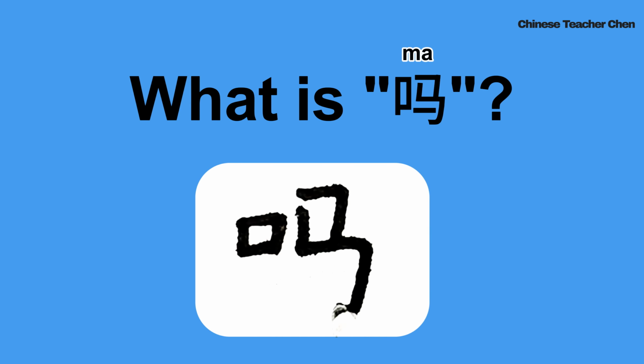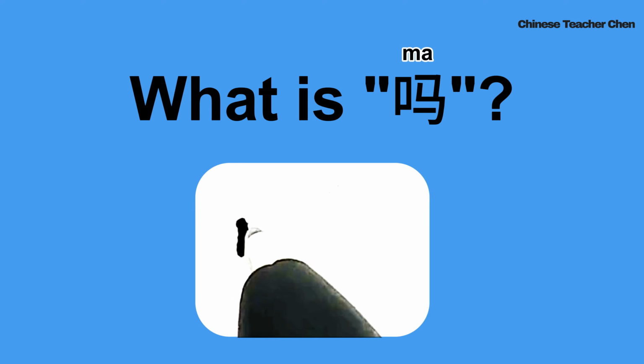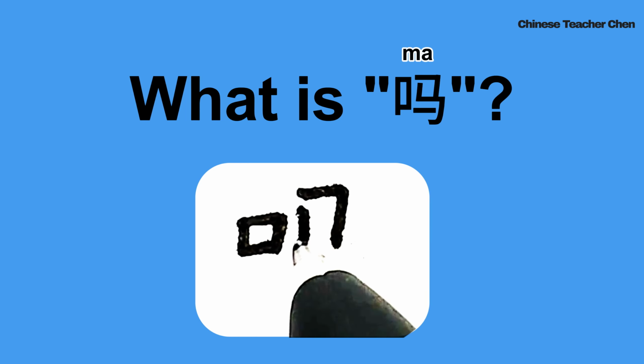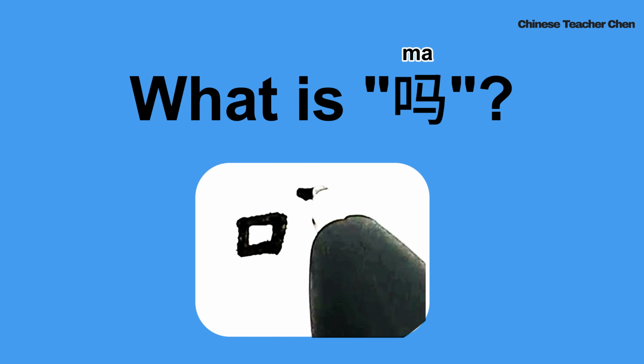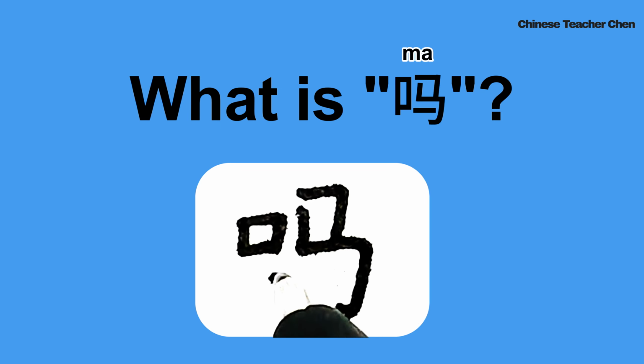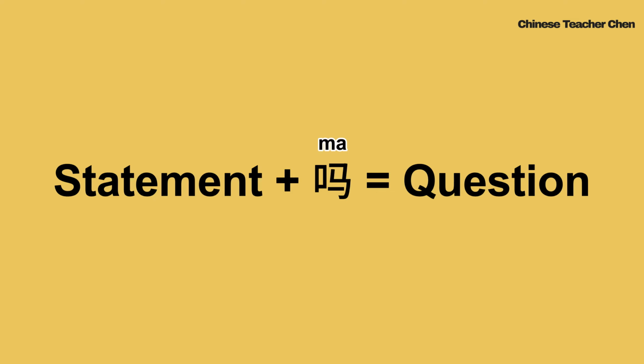Ma doesn't have a specific meaning on its own, and it can't be used alone. In Chinese, you simply place ma at the end of a statement, and that turns it into a question. It's like adding a question mark to the whole idea. So here's the magic formula: statement plus ma equals question.